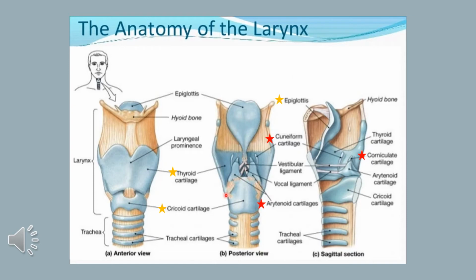You can see here on the posterior view in the middle that the arytenoid cartilage articulates with the cricoid cartilage. You can see the vocal process on the arytenoid cartilage, and these serve as the posterior attachment for the vocal ligaments. At the superior tip of the arytenoid cartilage lies the corniculate cartilage.